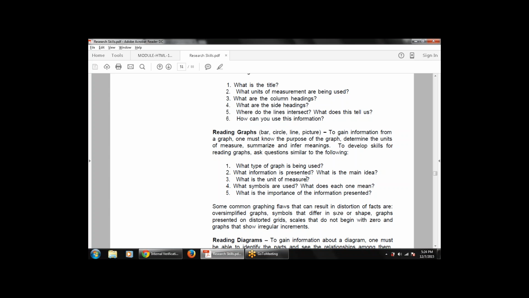Then next is what information is presented, what is the main information that is presented over here, and what is the main idea. Then what is the unit of measure. Then what symbols are used, what does each one mean, so what is the meaning of each one. Then what is the importance of the information presented, if I present the information, what is the importance of presenting the information.